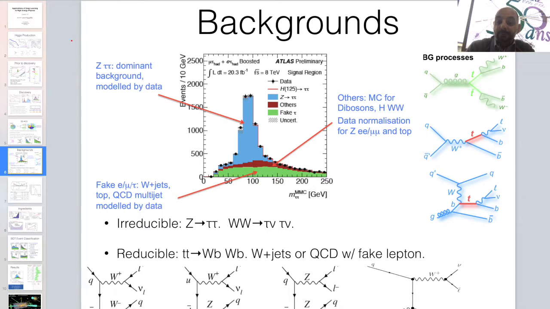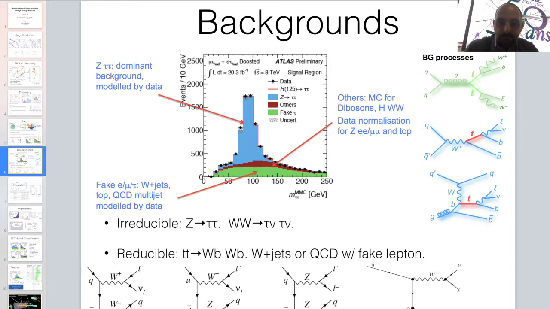And this is an irreducible background in that it's got the same final state. Therefore, there's really no way to distinguish it from anything else besides the mass itself. And the mass resolution is not very good, so you have a very hard time distinguishing this from the actual Higgs to tau-tau. Other types of backgrounds come from processes where there are W's or tops in the final state.